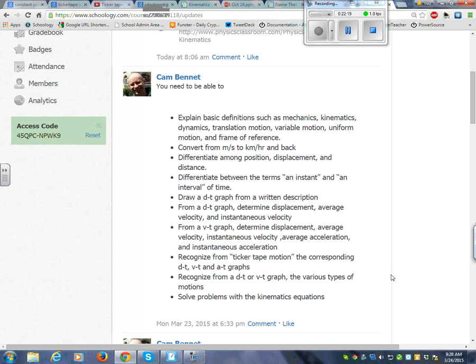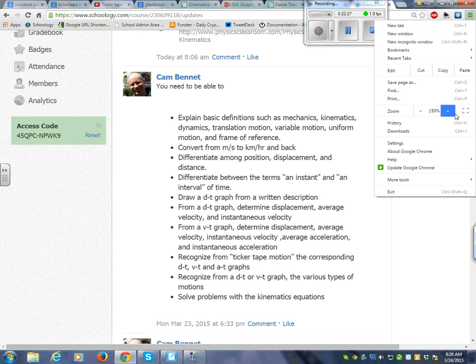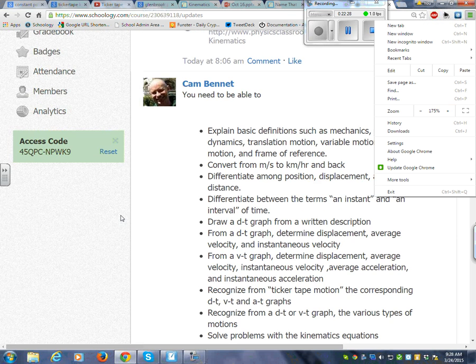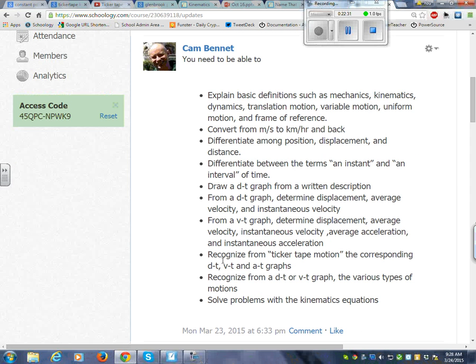Basic definitions such as mechanics, kinematics, dynamics, translational motion, variable motion, uniform motion, frame of reference. We talked about all those things. I'm not going to ask you to do them all. I'm just going to randomly pick 1 or 2. You should know what they are. You need to be able to convert from meters per second to kilometers per hour and back. What's the magic number? Got to have that on your sheet. And you got to know whether it's multiply or divide. You got to know which direction to go.